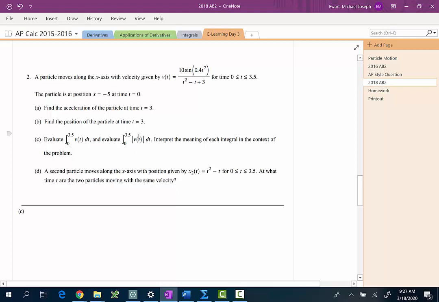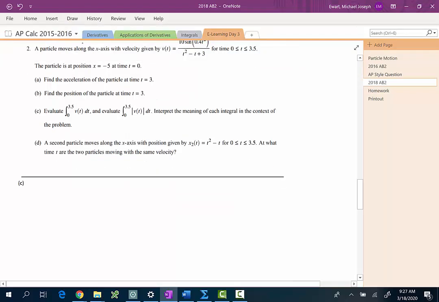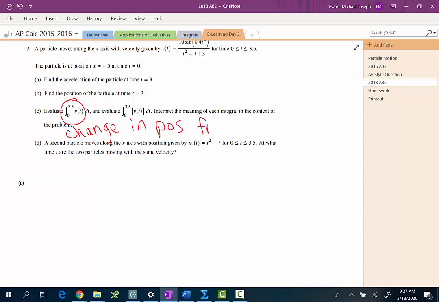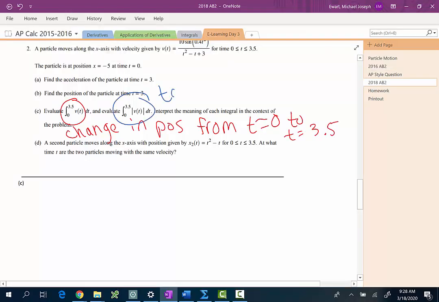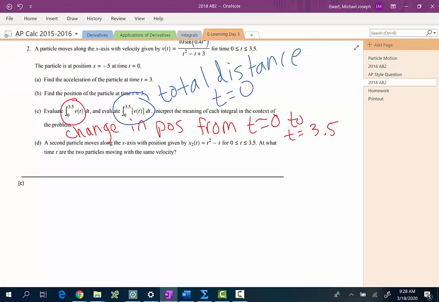Now to interpret the meaning of each integral, and this didn't give us units, so we don't even need to use units. We just need to remember that this first one is the change in position. And we need to make sure they didn't give us units, so we don't need to report them, but we do need to report from t equals 0 to t equals 3.5. And then for our absolute value equation, that's our total distance the particle travels. And again, we need that same from t equals 0 to t equals 3.5.